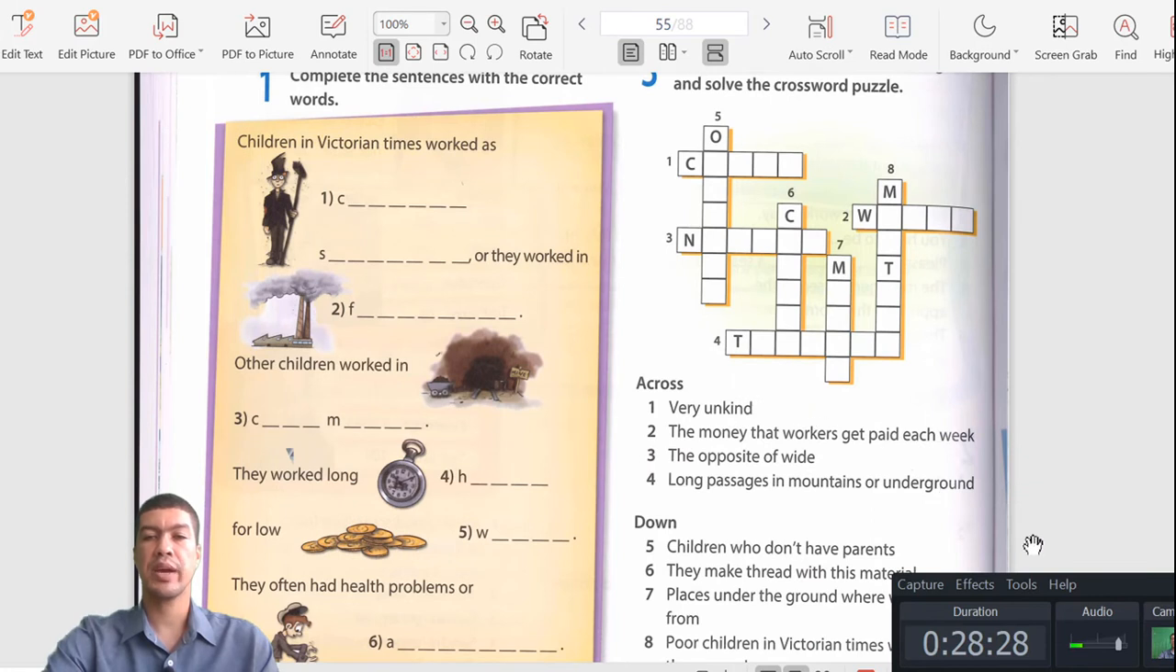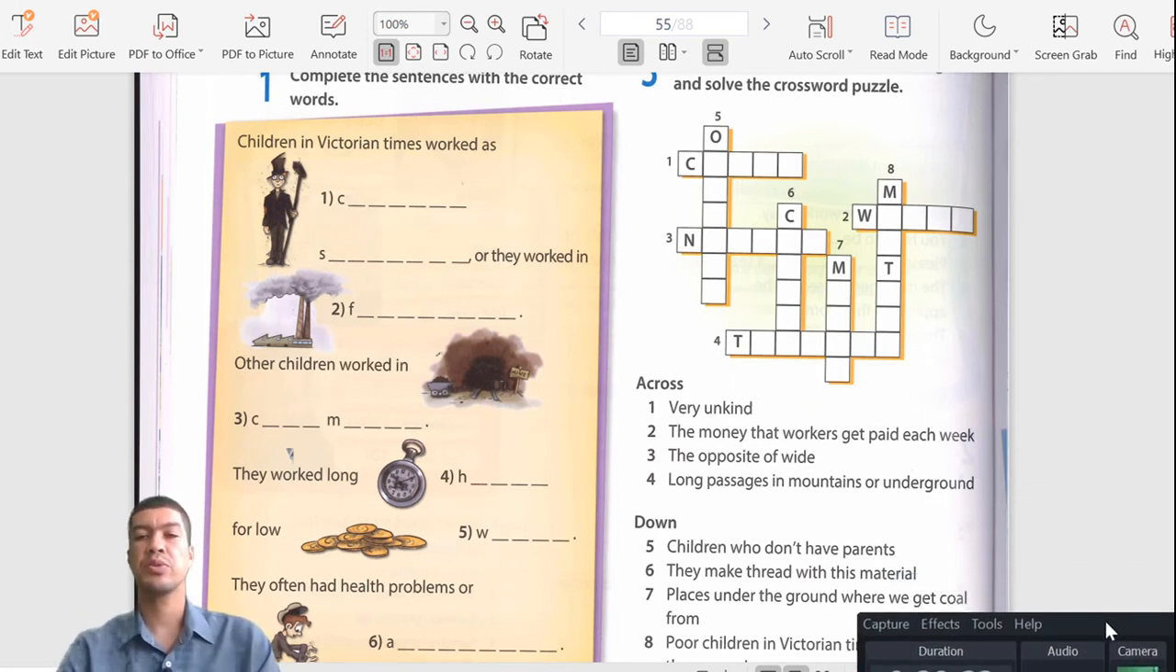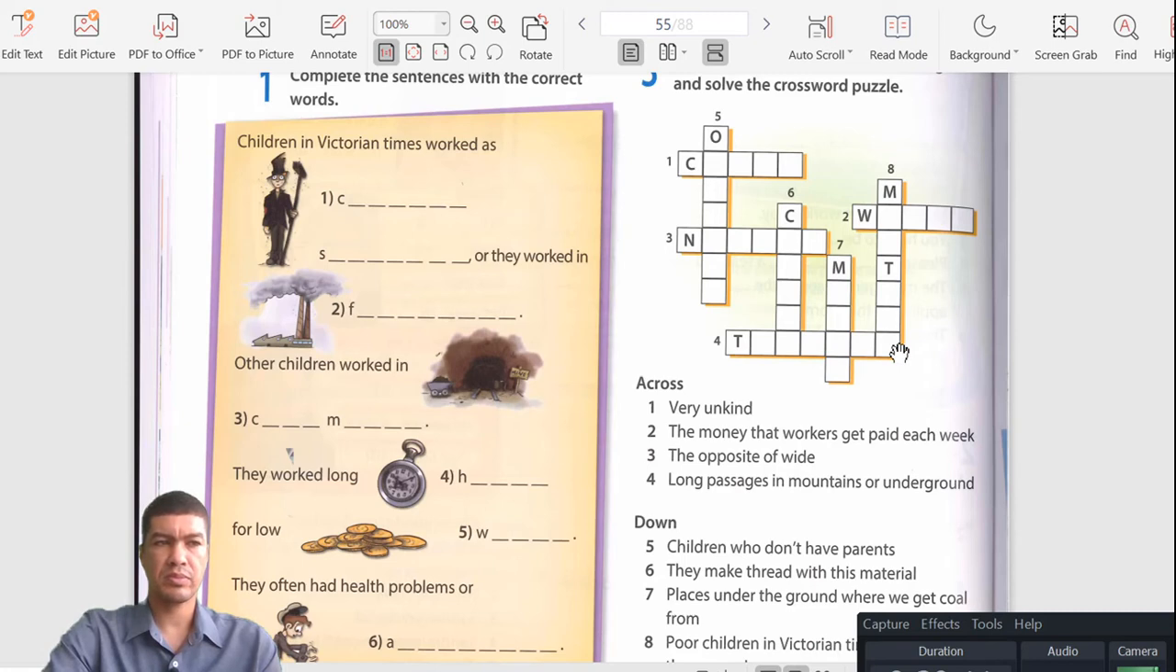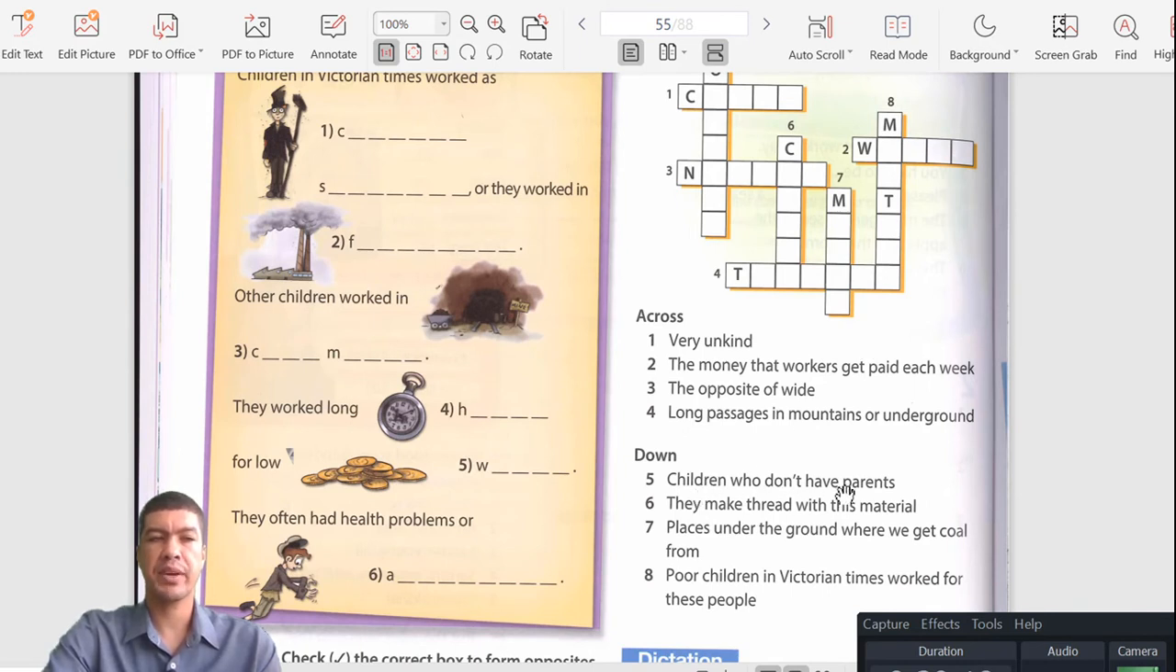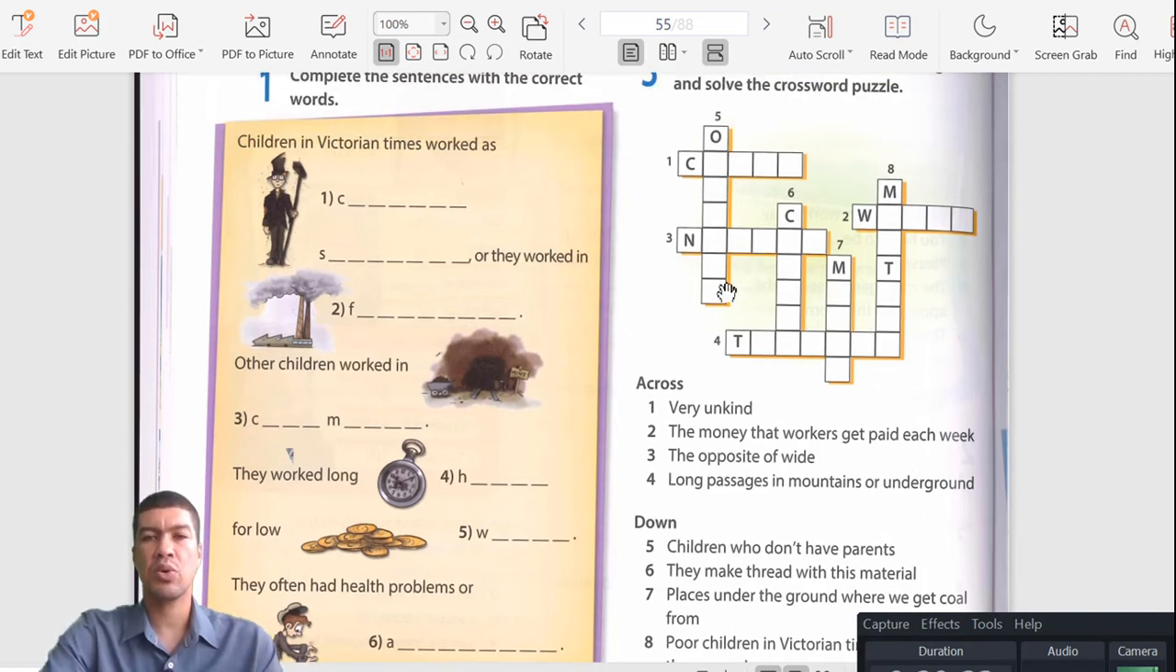Alright, so let's see, number one, we have the word very unkind. If we look at our text, what's similar or the synonym for very unkind, we can say that it is cruel. Okay, so the money that workers get paid each week, we call it wages. Right, the opposite of wide, and that would be narrow. Long passages in mountains or underground, and we call those tunnels. Right. Number five, children who don't have parents. Those are referred to as orphans.